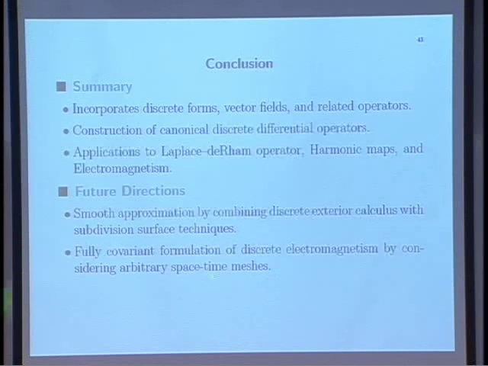Another thing which would be interesting to look at from the point of view of exterior calculus is a fully covariant formulation of electromagnetism. Our formulation is not fully covariant because we've assumed a space-time slicing. You've decomposed space-time into a space direction and a time direction, and that's just to make your life easier when you're constructing this Hodge star operator. But you'd like to consider arbitrary space-time meshes, say a simplicial complex on space-time itself, as opposed to this artificial setting. That's something you'd like to be able to do if you wanted to extend these ideas to, say, general relativity as well.